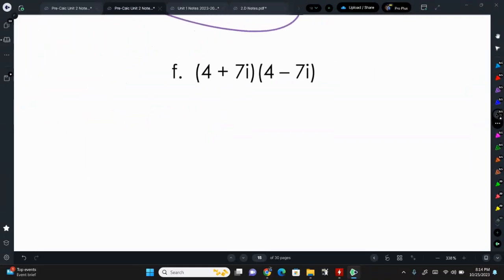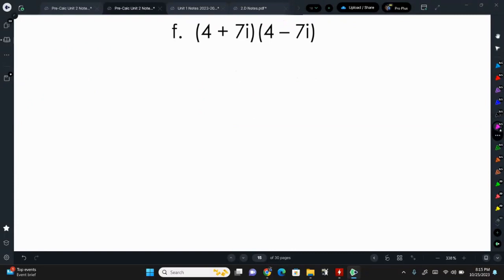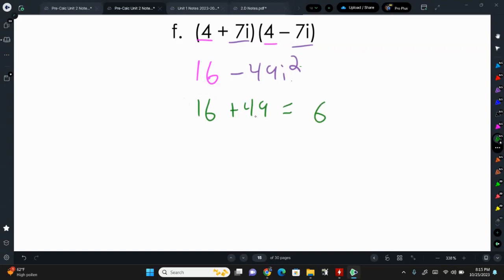And the last one here, we do have our special pattern because we have 4 plus 7i, 4 minus 7i, so we can multiply the first terms and multiply the last terms, so negative 49i squared. So it's going to be 16 plus 49, because i squared is negative 1, times negative 49 gives you positive 49. So this is 65.